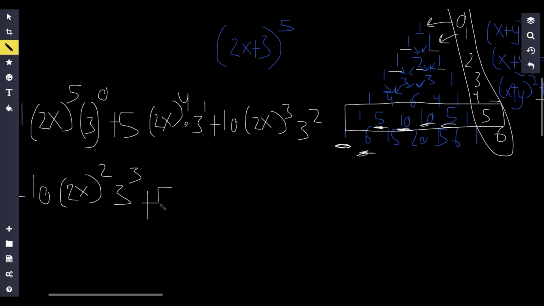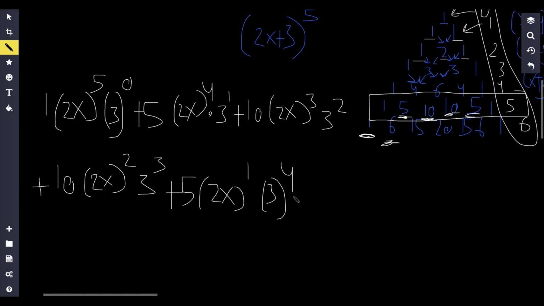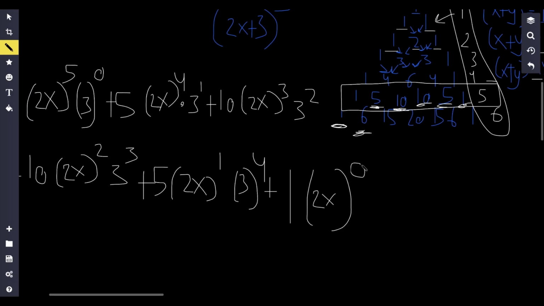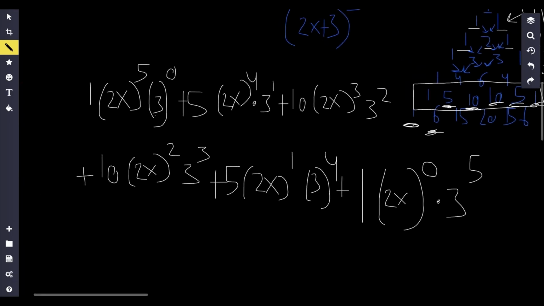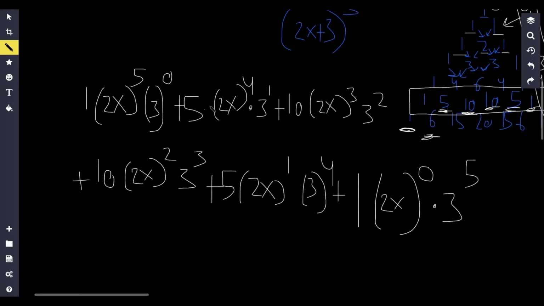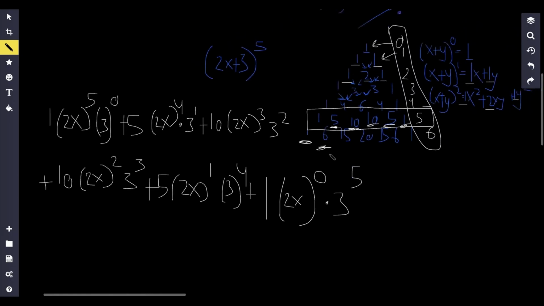And it's going to be plus. We take a look at the next one, that's 5. 5 times (2x) to the 1st power times 3 to the 4th power. And finally plus, and another 1. So 1 times (2x) to the 0th power times 3 to the 5th power. All right, and this is the expansion. The rest of the thing, to find all that, hopefully you should be able to do with a calculator. But yeah, that's pretty much it. That's pretty much all for this.